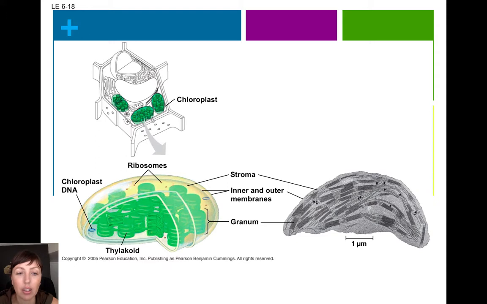Okay, thylakoids, the internal sacs. Look at that. You can see the chloroplast DNA right here. It's like the plasmids that are similar in mitochondria, right? Okay, so then the stroma is the liquid. And then there are the inner and outer membranes.